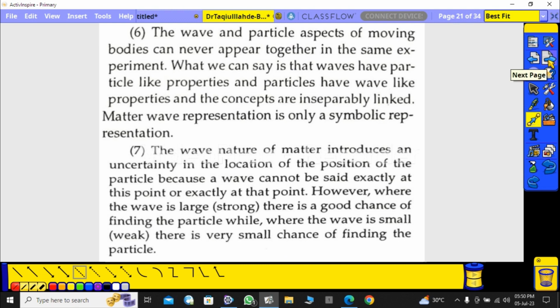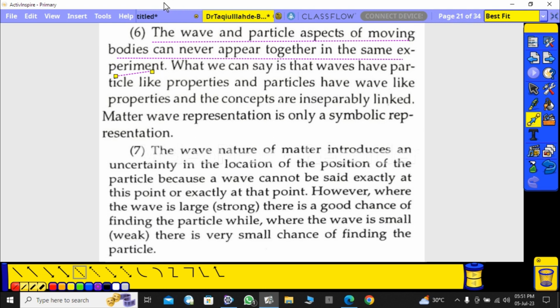Right, so the next point, the sixth point. The wave and particle aspects of moving bodies can never appear together in the same experiment. As I have told you already in the previous class, both wave and particle nature will not be exhibited at the same point. It depends upon the circumstances and the treatment, at what experiment you are doing. If you are doing a photoelectric effect experiment, it will behave like a particle. If you are using Young's double slit experiment, it will behave like a wave. So both natures cannot be exhibited simultaneously in one experiment. Depending upon the treatment and the experiment, it will behave as a particle or a wave.